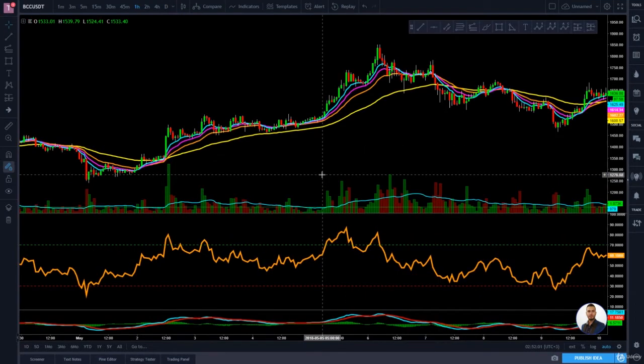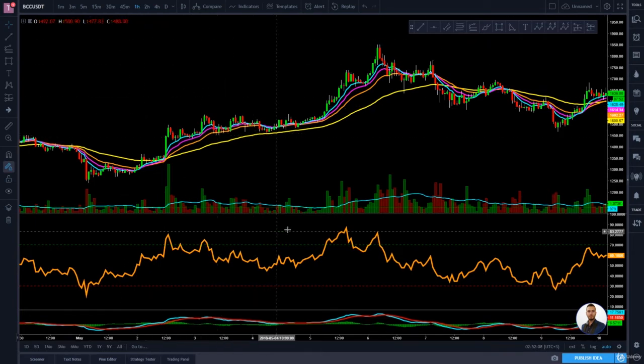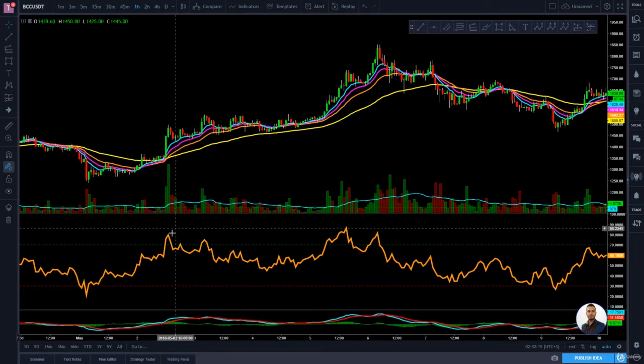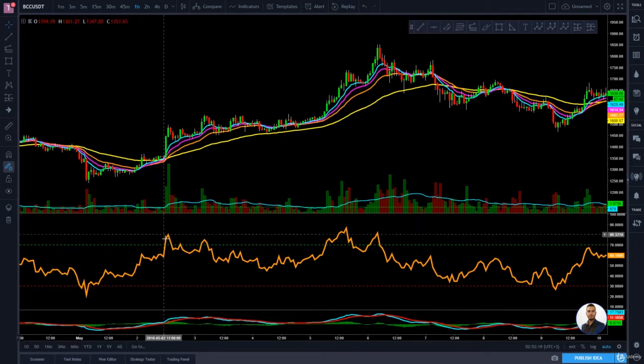For the next setup, I am using Bitcoin Cash chart and I am on 1 hour time frame. And in this example, I am going to show you another scenario of when is the best time to sell using RSI and other indicators as well. So right here on the RSI, we see that the first peak hit a very overbought region of 81.